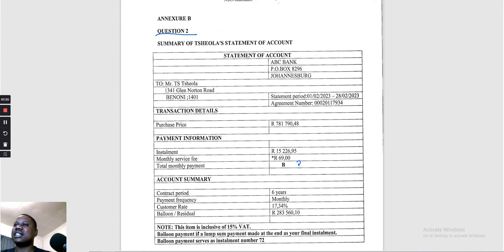The balloon payment is a lump sum payment made at the end as you finalize the installment. The balloon payment serves as installment number 72. It means that if you were paying the car for 6 years, 6 multiplied by 12 is going to be 72. It means you are now going to pay the car for 71 months, and then on the last month, month 72, you are going to pay 283,000. That's what this means.